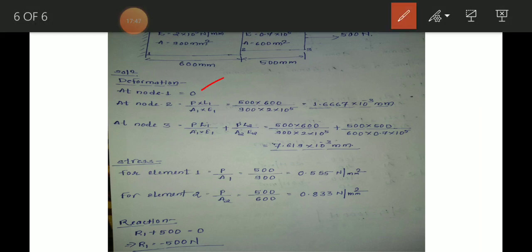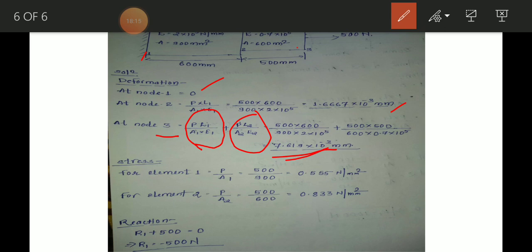Why? Because it is a fixed node. For node 2, you apply the deformation formula, PL by AE. Substitute, you will get the answer. Similarly at node 3, take the deformation at node 2 for the first element plus the deformation for this element, add both, and you will get the deformation at node 3.